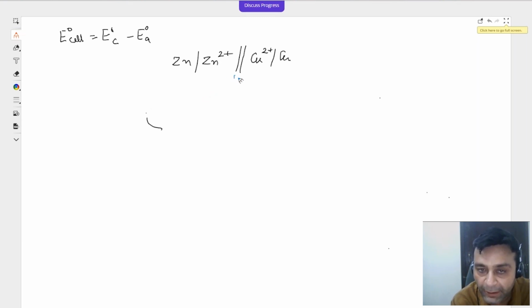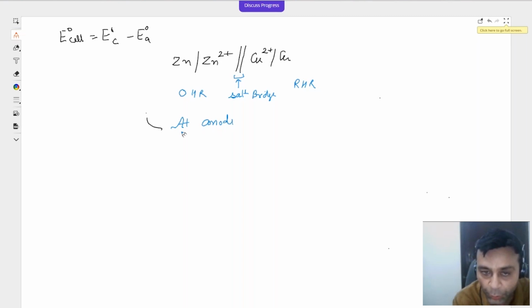What does the double bar represent here? What is this? Very good, salt bridge. This is the salt bridge. And to the left of the salt bridge is the oxidation half reaction, and the right of it is the reduction half reaction. It means we can expand this reaction.